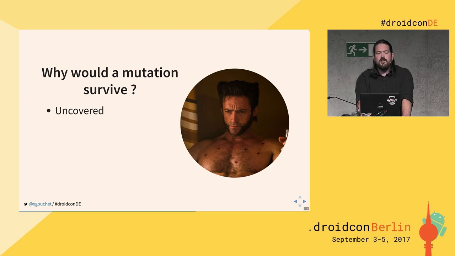Now, more interestingly, why would a mutation survive? Because this is where the fun happens. A mutation can survive because, first, it's uncovered. So basically, if you have a line or a method that is not covered by your tests, obviously any mutation in this method won't be detected by your tests because no tests run through this method. You can also have a silent mutation. A silent mutation is very tricky to detect because it's a mutation that changes a statement in such a way that it actually still does the work.